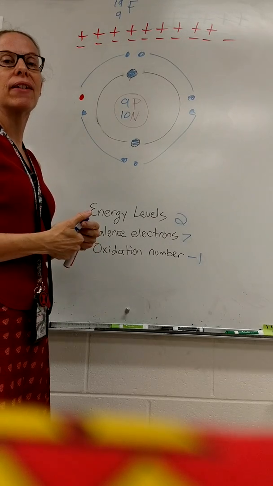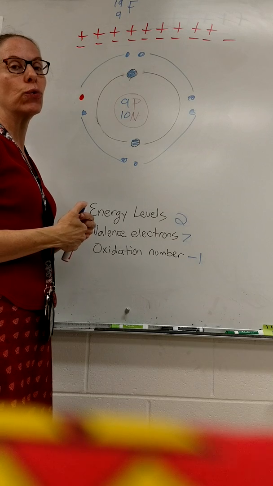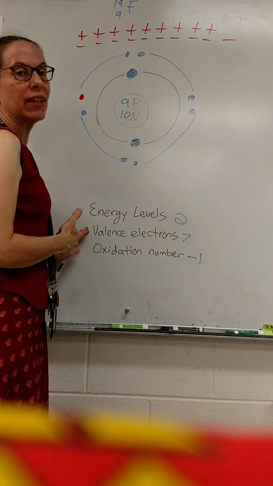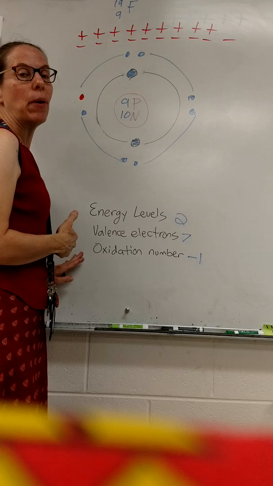When you look at the periodic table, all of the elements in a group have the same number of valence electrons, and they will all share the same oxidation number.